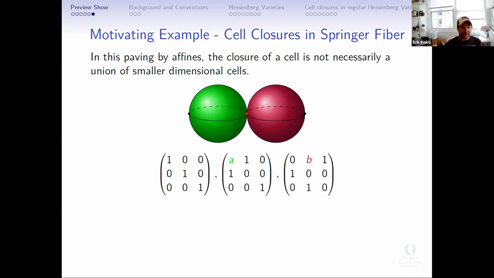And what I wanted to point out is that while the Schubert cell decomposition is a CW complex, which means that if you take the closure of a cell, you get a union of smaller dimensional cells, these cellular closures that we're looking at don't have that property. In fact, the closure of one cell might contain a point of another cell, and that cell might be the same dimension, as in this case. Okay.